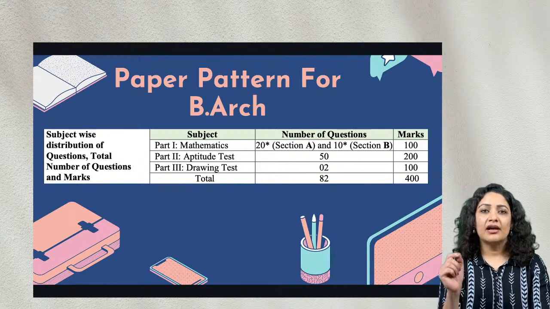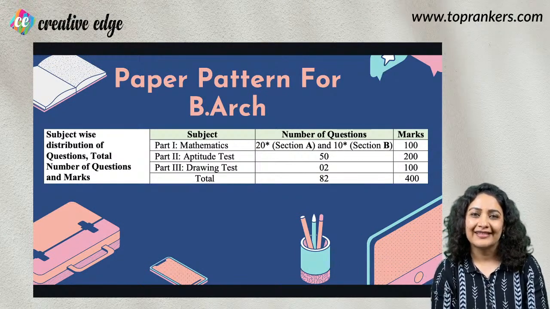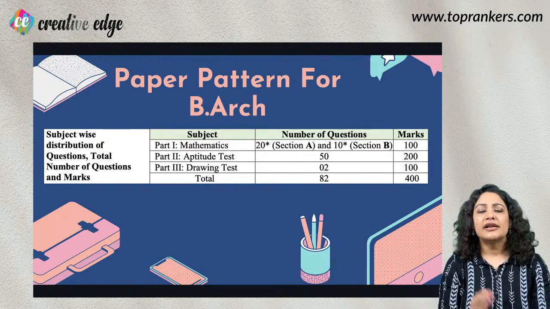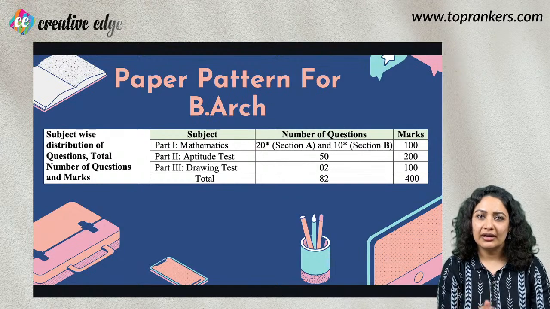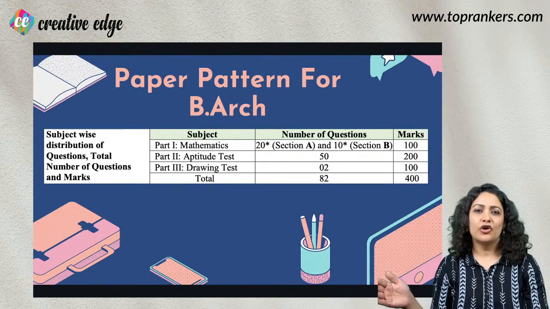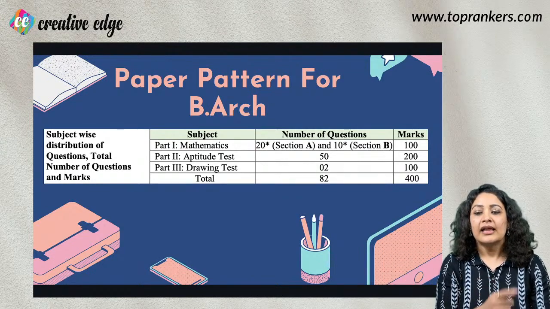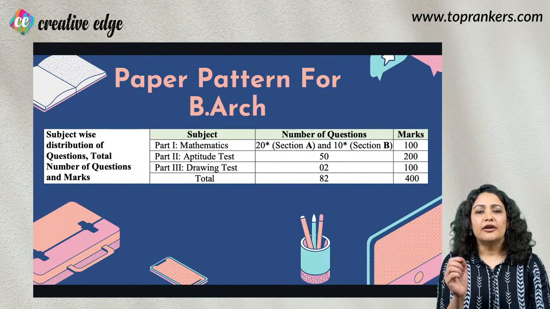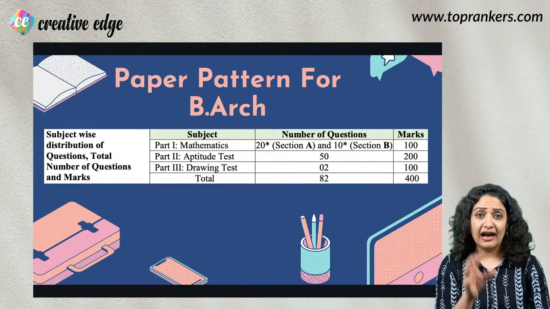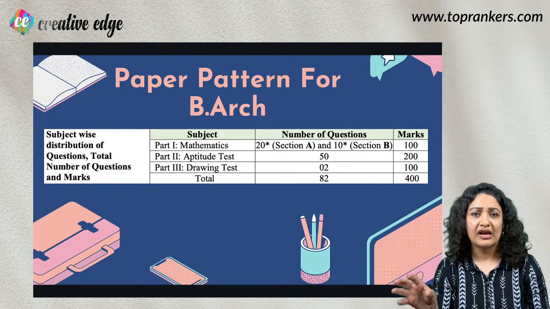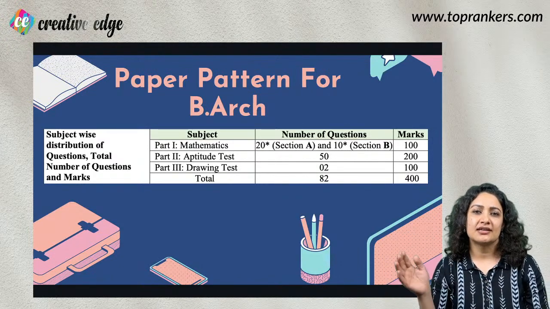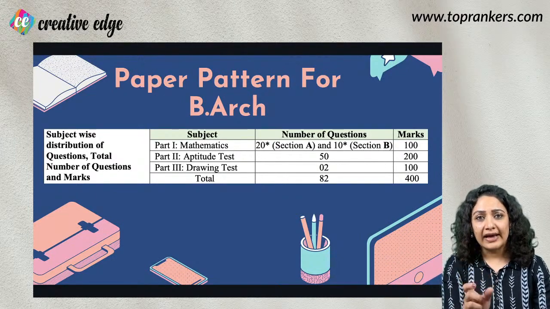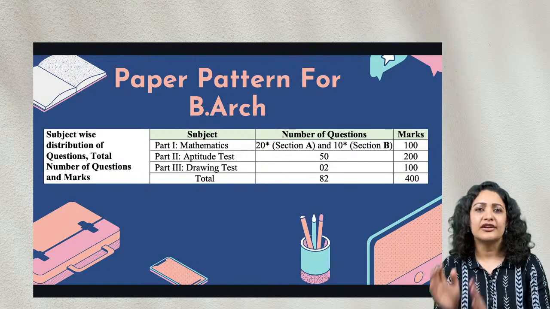Now why are there star marks in the number of questions? The 20 questions in section A are multiple choice questions. So you get your 4 options for the answer and you tick the right one. The 10 questions in section B are numerical based, as in the answer is going to be a numerical number. You would not get multiple choice answers in that. You will have to write a numerical digit answer.